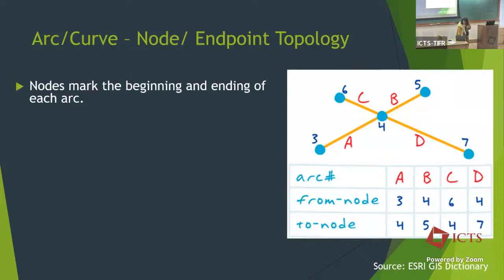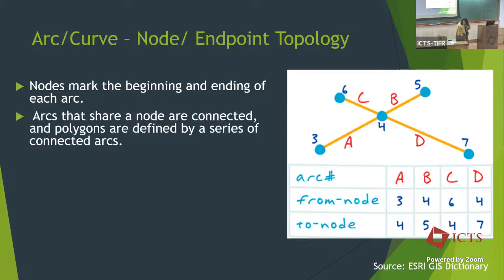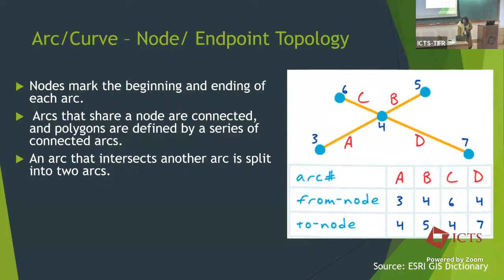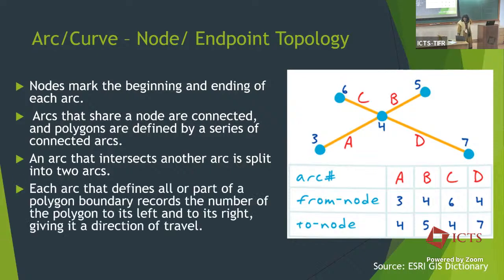Okay, so I already talked about nodes marking the beginning and ending of each arc. And arcs that share a node are connected, and polygons are defined by a series of connected arcs. So sometimes an arc that intersects another arc can be split, or you can ask the GIS to recognize it as two separate arcs, you know, where that intersection is happening. And each arc that defines all or part of a polygon records the number of the polygon to its left and to its right. Yeah?